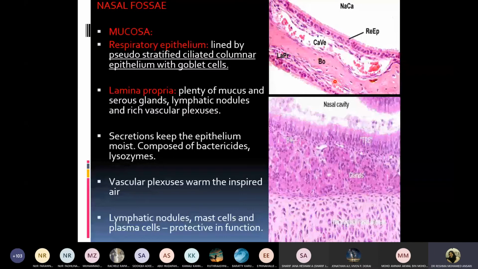And the lymphatic nodules, mast cells and plasma cells, they are protective in function. So once air enters, it will go through the pseudostratified ciliated columnar cells. Then it will be cooled down by the secretions of the glands. The vascular plexus will actually make it equivalent to your body temperature, and if there is any bacteria or virus, your lymphatic nodules will act on them.